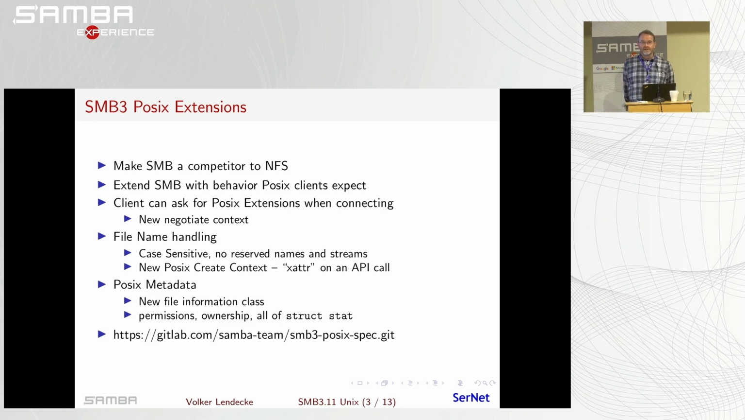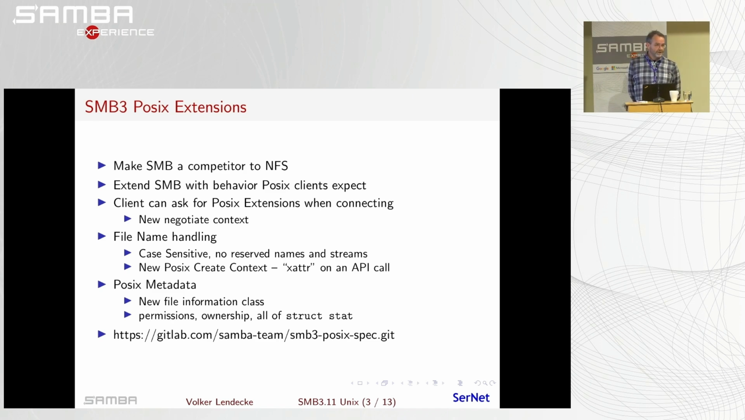We want to use the extensibility of SMB to really add these POSIX features. There's a few aspects to it: file name handling, case-sensitive file names. POSIX is case-sensitive, which means that you can have test.txt in lowercase, test.txt in uppercase, in all combinations, and you can make up the math how many versions of test.txt you can have in your file system, in a single directory.